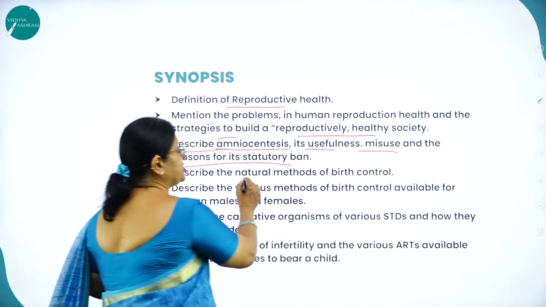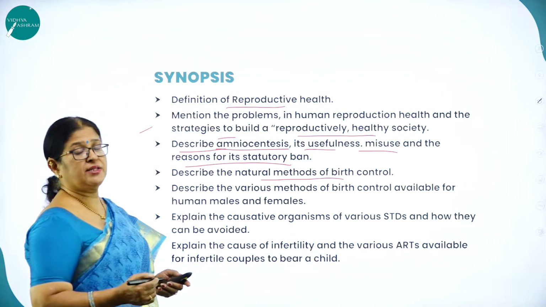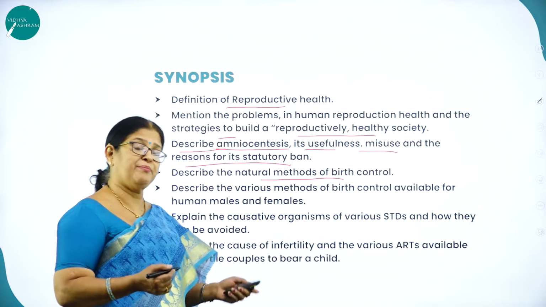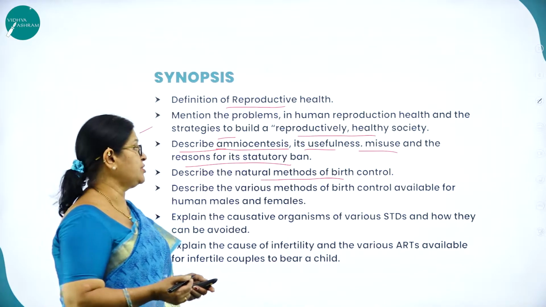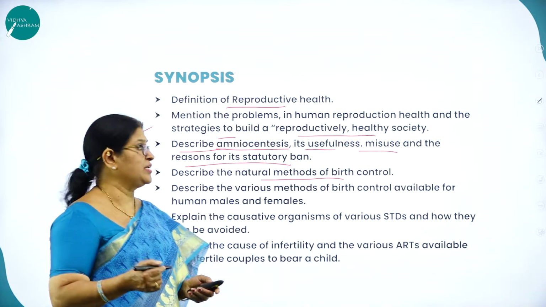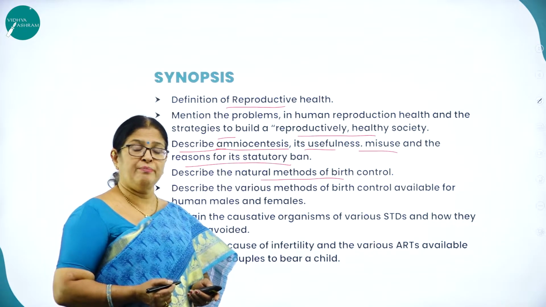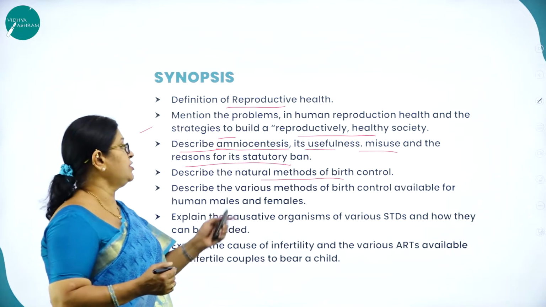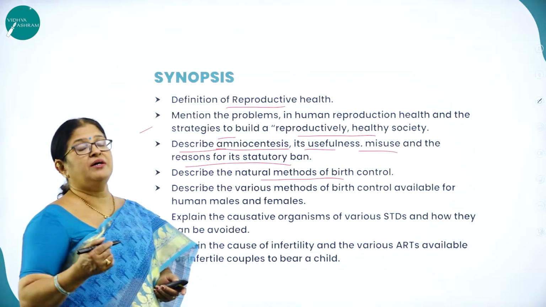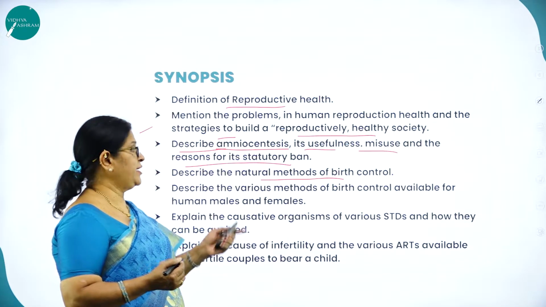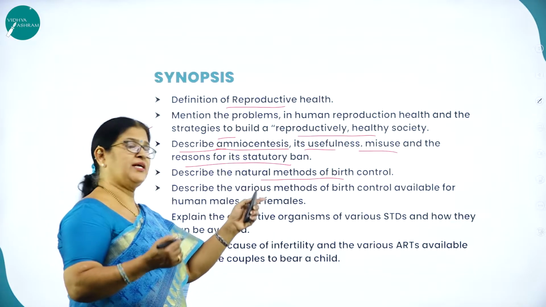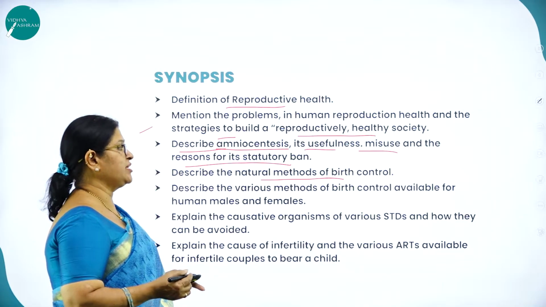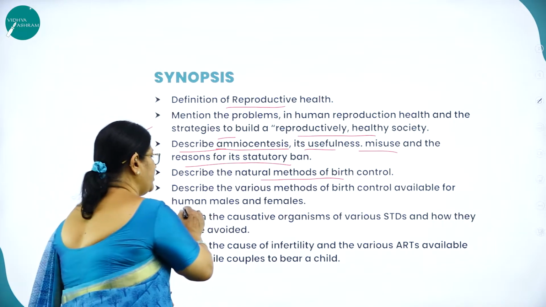Then describe the natural methods of birth control. When we classify the birth control methods, we classify them into temporary methods and permanent methods. In the temporary methods, one such method is the natural method of birth control, which will not have any side effects on the individual who implements it. For example, it might be lactational amenorrhea, coitus interruptus; all those are natural methods of birth control.